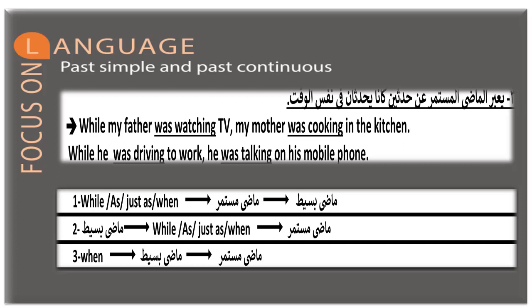يبقى هنا while و as و just as و when بيأتي معاه حدثين، واحد ماضي مستمر والآخر ماضي بسيط، أو العكس لو هم في الوسط in the middle we have past simple الأول وبعد كده past continuous. و when ممكن لوحديها بيأتي معاها past simple then past continuous.